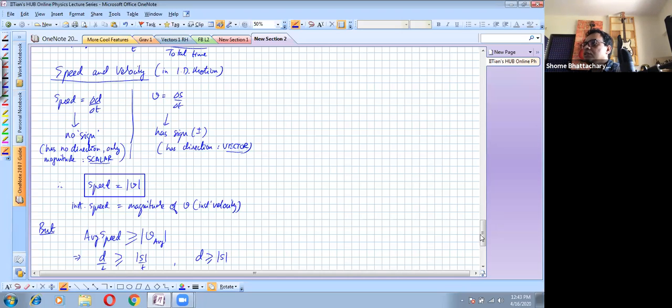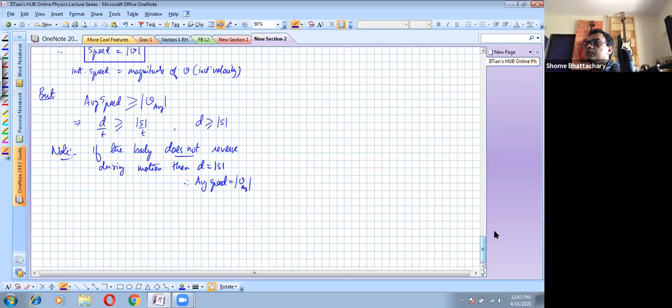Fine. So let's move on to the second part of this discussion, where we're talking about average speed and average velocity. In general, average speed can be greater than or equal to the magnitude of average velocity. It is greater when the distance is greater than the displacement's magnitude, whereas it is equal when the distance is equal to mod of s. So when is the distance equal to mod of s? When the body is not changing its direction in between. Whereas if the body changes its direction in between, then the distance becomes more than the displacement.